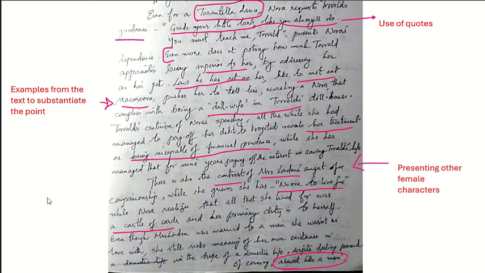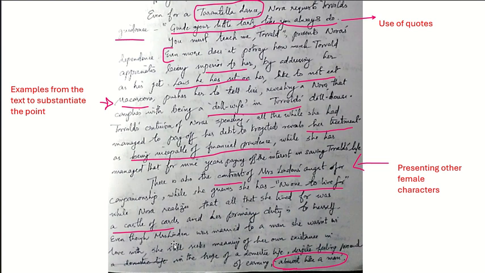Also here, she's presenting the other female characters, because enough of talking about Nora, we also have other characters like Mrs. Linde. So here she presents Mrs. Linde. It is also the construct of Mrs. Linde's angst for companionship, while she grieves as she has no life to live for, while Nora realizes that what she lived for was a castle of cards, and her primary duty is to herself.